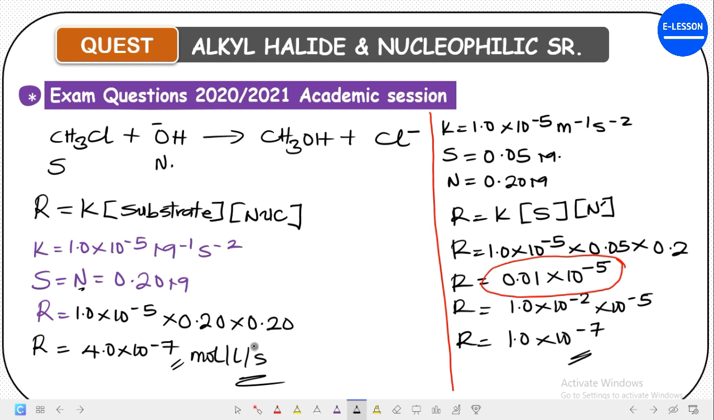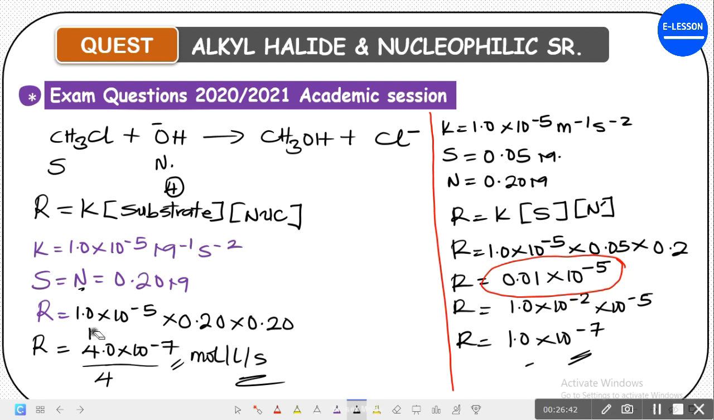Now, can you see the differences now? When you decrease the substrate by 4, you discover that the rate of the reaction was also decreased by what? Was divided by 4. Look at it. We divided this. If you divide this by 4, 4 divided by this will give 1, which is 1.0 times 10 raised to the power of minus 7, which is what we got here.